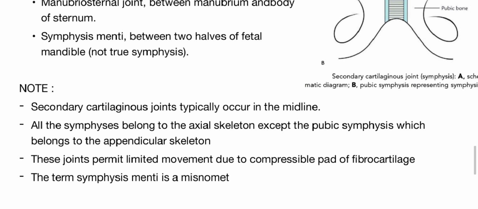At the last, it is a very important note for all of you. Secondary cartilaginous joints typically occur in the midline. All the symphyses belong to the axial skeleton except the pubic symphysis, which belongs to the appendicular skeleton. These joints permit limited movement due to the compressible part of fibrocartilage. The term symphysis menti is a misnomer.